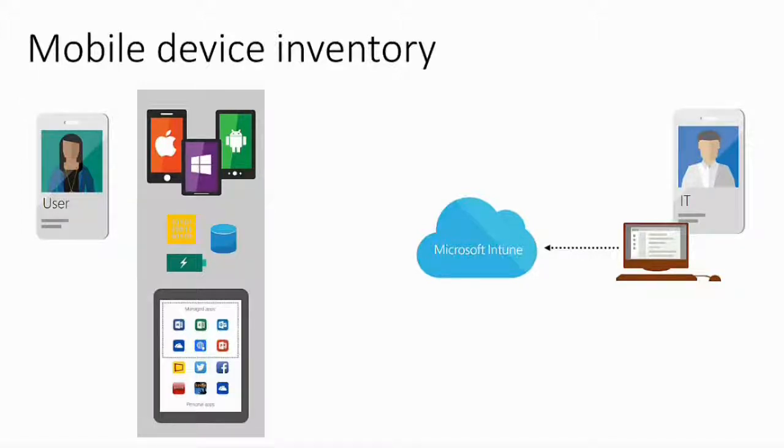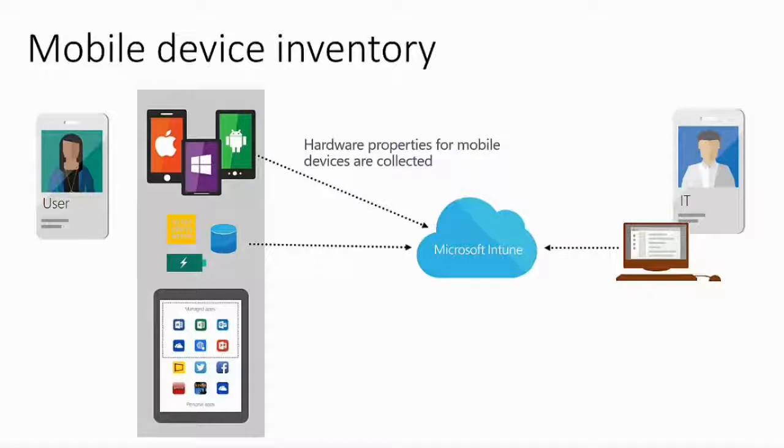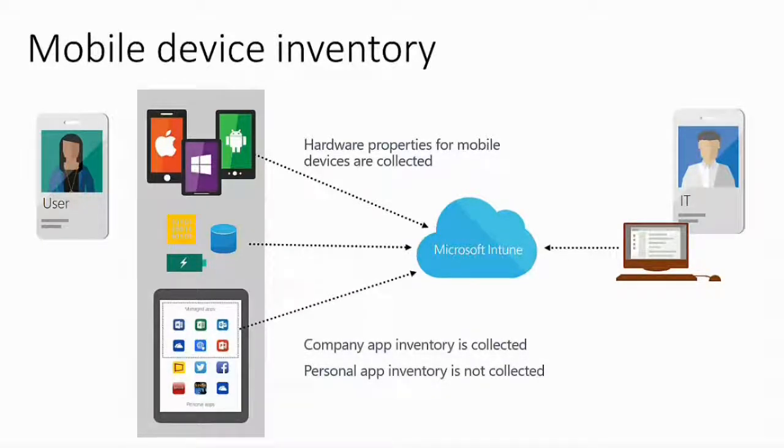So even small organizations with Windows Server 2016 Essentials, you can have 25 users and up to 50 devices. So even a small business would like to do mobile device inventory. So the hardware properties for the mobile devices are collected by Intune, and then the company application inventory is collected, and the personal application inventory is not collected. We'll talk a little bit more about how there's a separation between the company applications and the personal applications in a moment. And then you can also create reports on all of that inventory information.